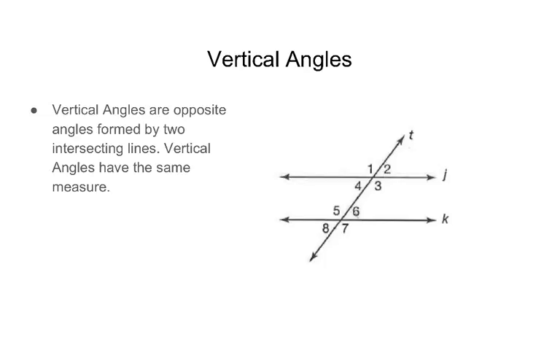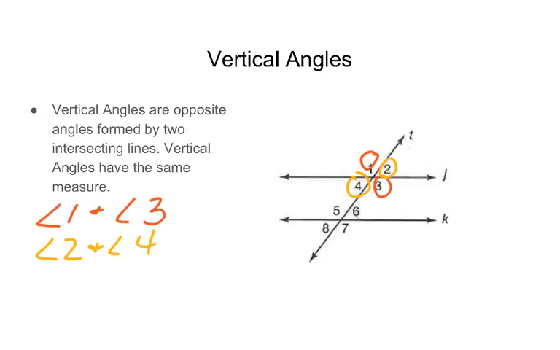There are also vertical angles when you have parallel lines and a transversal. Vertical angles are opposite angles formed by two intersecting lines. Vertical angles have the same measure. So if you have two vertical angles and the first one is 63 degrees, the second one is also 63 degrees. So let's look. 1 and 3 are vertical angles. 2 and 4 are vertical angles. See if you can pick out another set of vertical angles. So pause it, pick out a set of vertical angles and see if you're right.